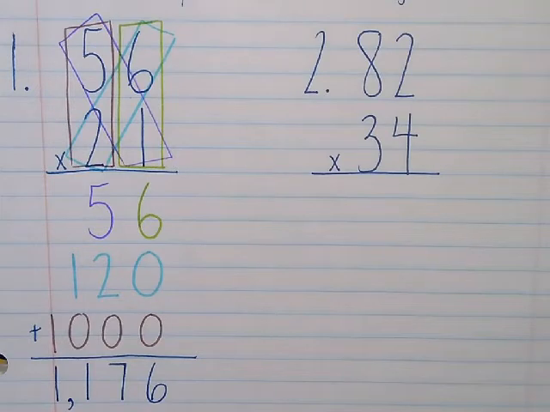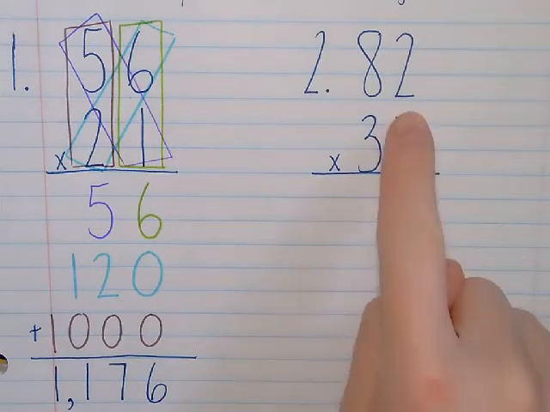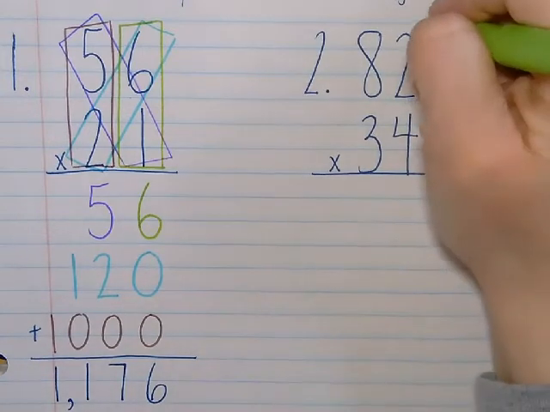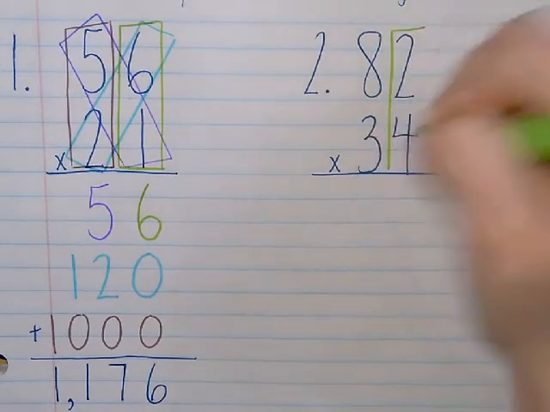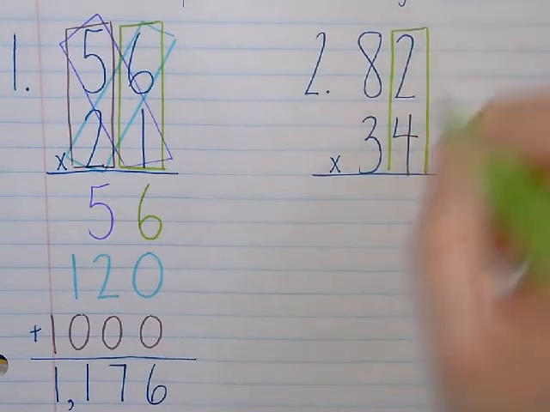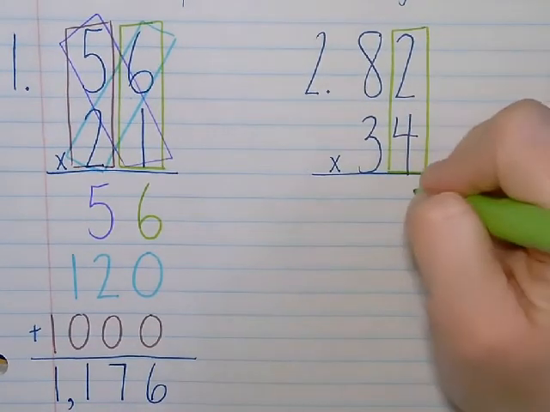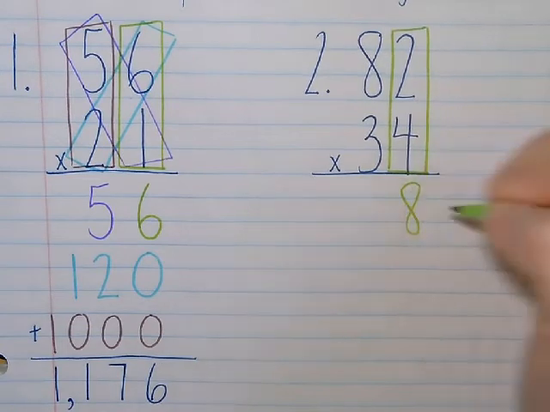All right, I want to show one more problem. I'm going to do number 2, 82 times 34. As per usual, I'm going to start in the ones place by multiplying 2 times 4. I know that 2 times 4 is 8, so that 8 goes right below.